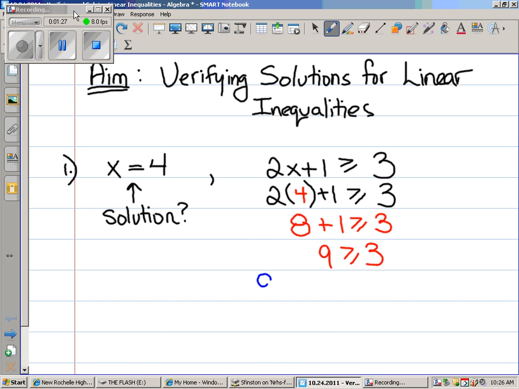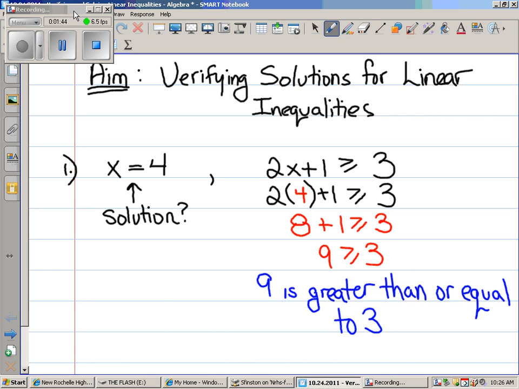So 9 is greater than or equal to 3. And that little bar on the bottom, that's where we get that equal to part. Now, is that true or is that false? 9 is greater than or equal to 3. It's definitely true. Yep. That's a big check. And so, yes, x equals 4 is a solution, because it's a true statement.